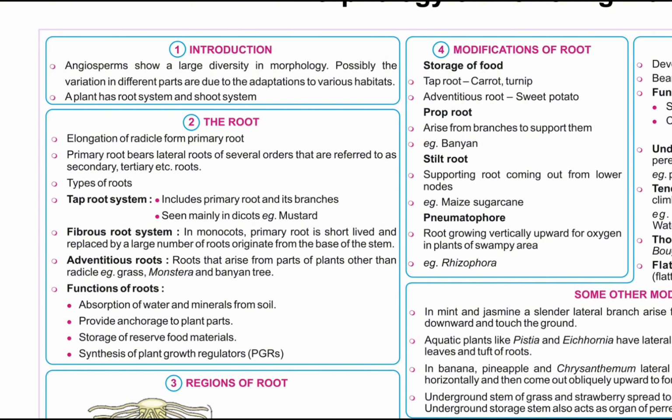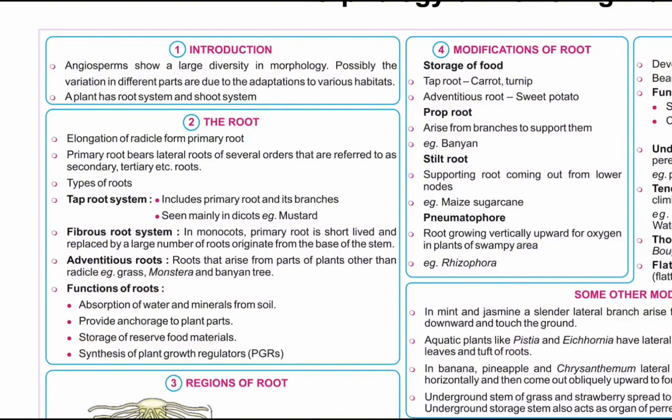First, let us talk about the root system. The root. Elongation of the radicle forms the primary root. The primary root bears lateral roots of several orders that are referred to as secondary, tertiary, etc. roots. Types of roots. Taproot system includes the primary root and its branches, seen mainly in dicots, example mustard.